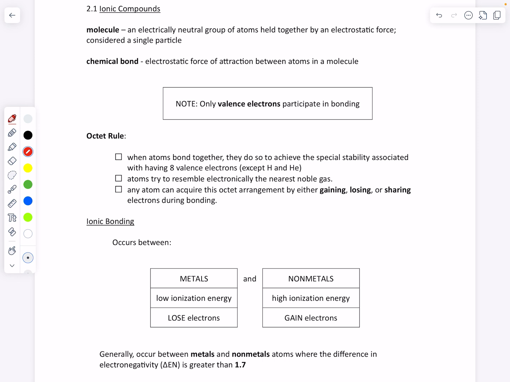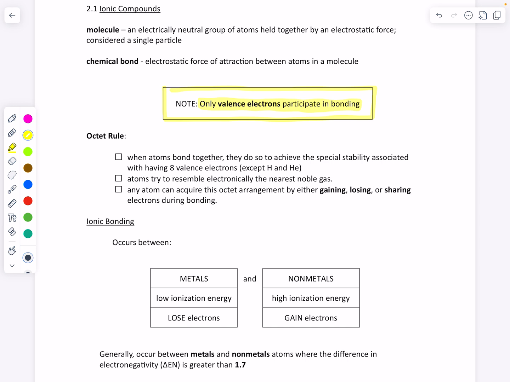And remember, we've studied the different types of electrons, and that only valence electrons participate in bonding. These are only electrons in the outermost shell or energy level of an atom that are participating in any bonding.